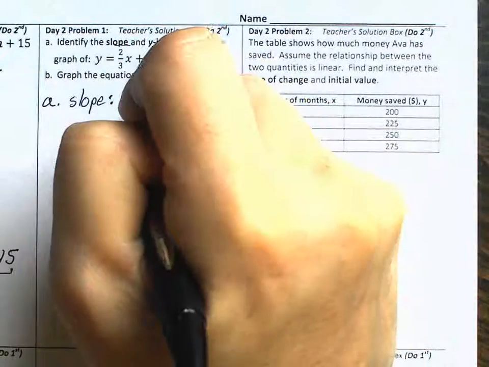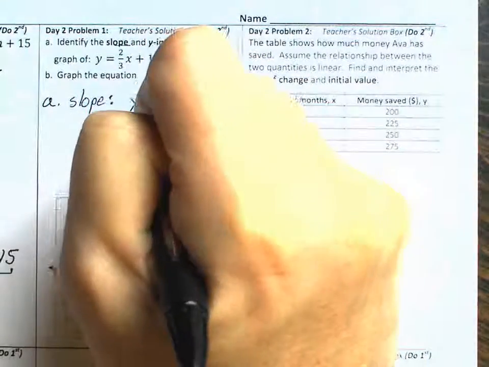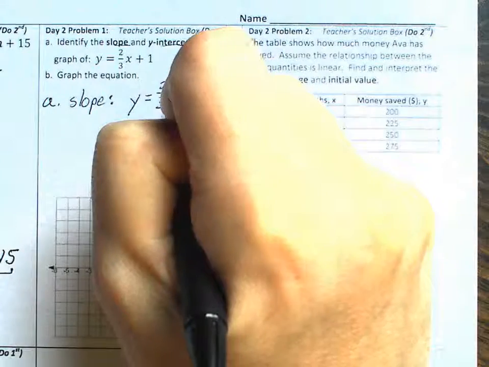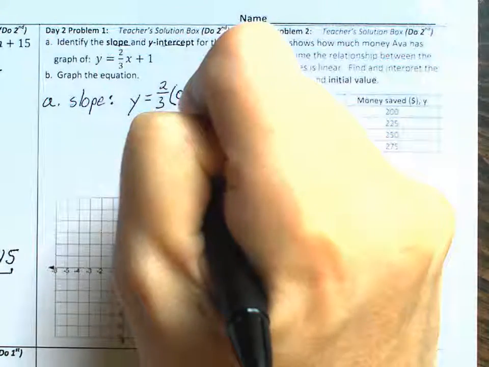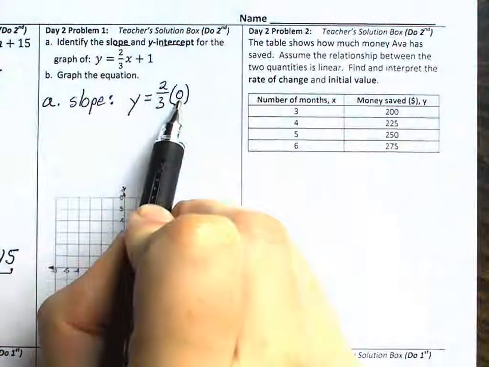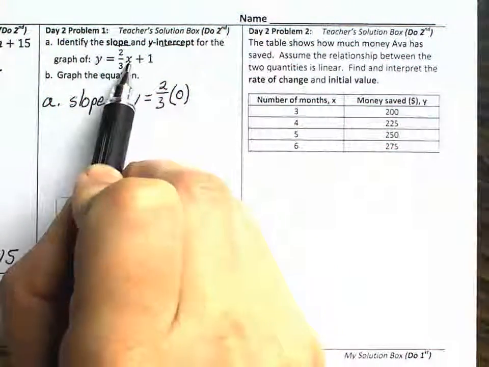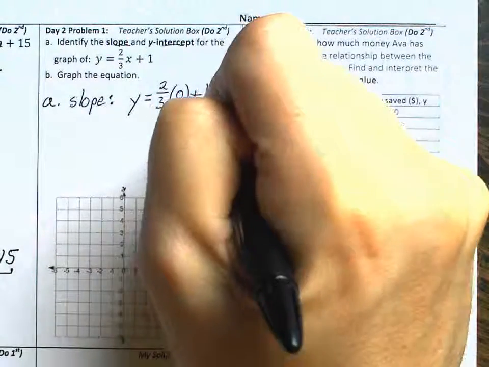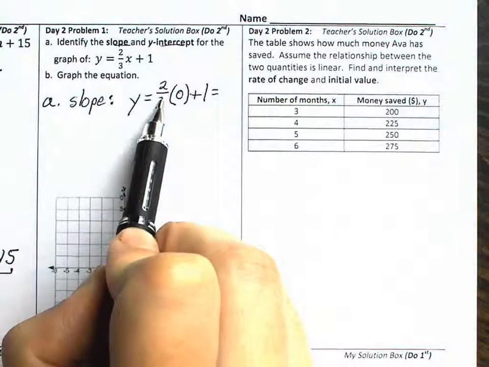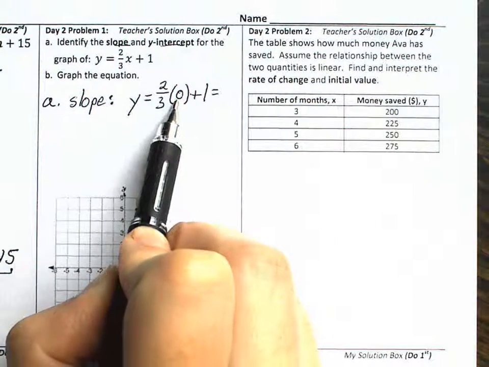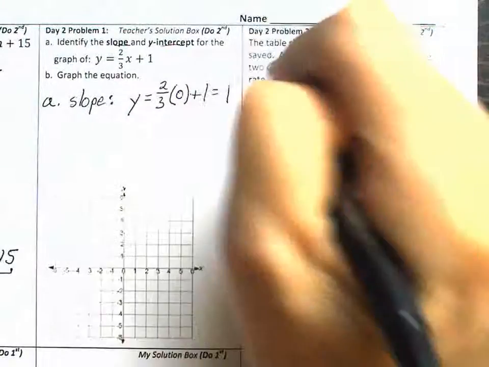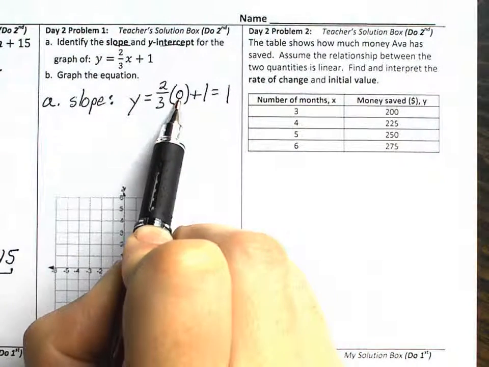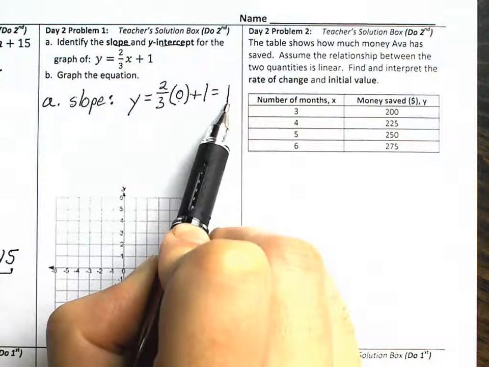So one value that's helpful to figure out is, what is the value of y when the value of x is 0? And so I'm putting a 0 into this equation where the variable x is located. And then just figure out what this makes. 2/3 times 0 is 0. Add 1 is 1. And so I figured out that when x is 0, y is 1.